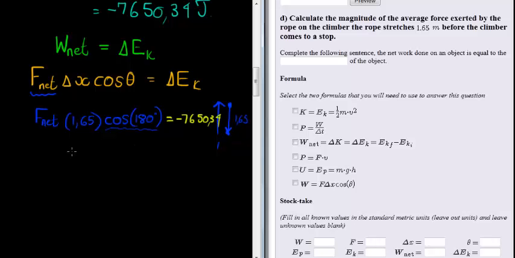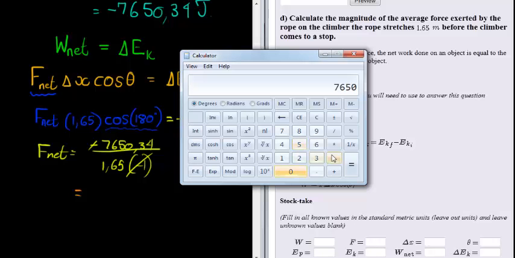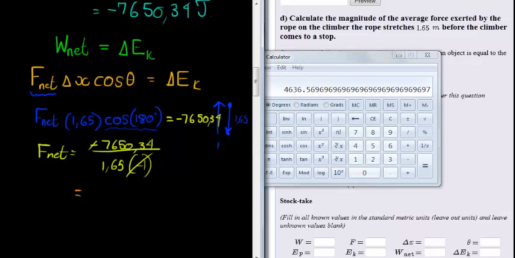And that equals this step I got up here, negative 7,650.34 joules. And now if we solve the net force, we find that the net force is equal to negative 7,650.34 divided by 1.65 and divided by negative 1, because cos of 180 will be negative 1, and there you see those negatives cancel, so that we find our answer as 7,650.34 divided by 1.65. And we get 4,636.57. That is the net force acting on the man.